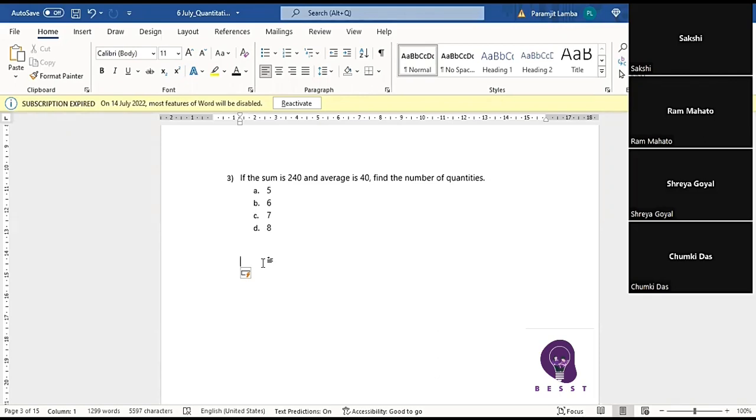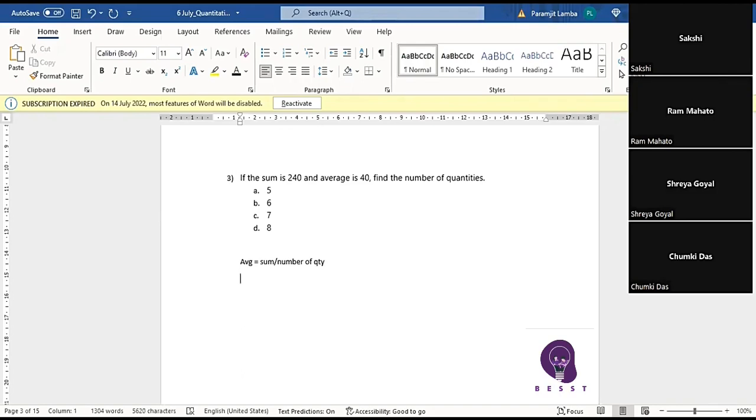Sir, to find average, we add all the quantities and divide by the number of quantities. They have given that the sum of all the quantities is 240, and we have to find the number of quantities, and also they have given that the average is 40. So 40 is equal to 240 by x. By dividing 240 by 40, we will get 6.